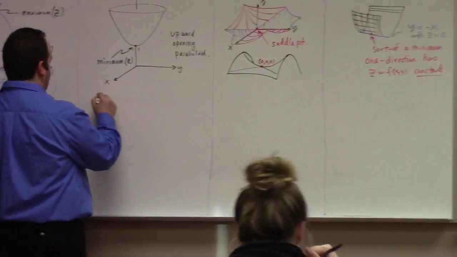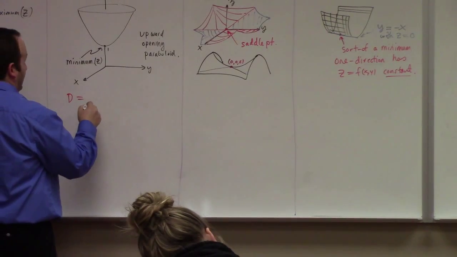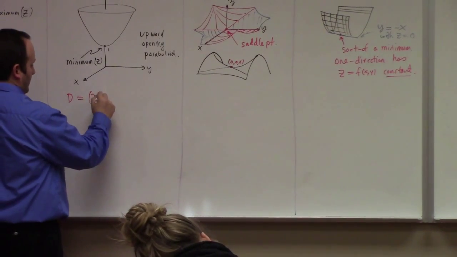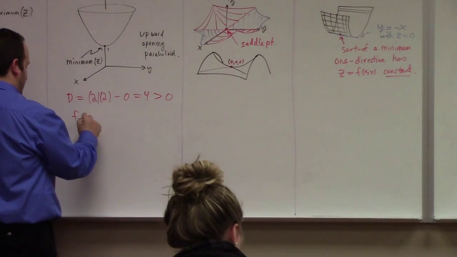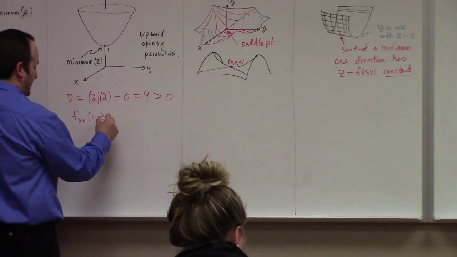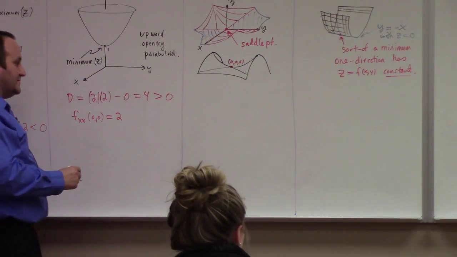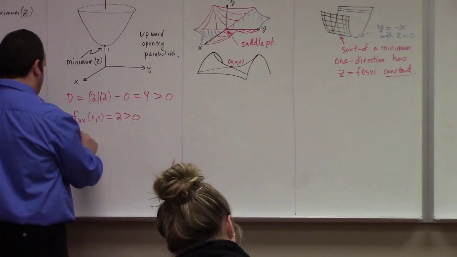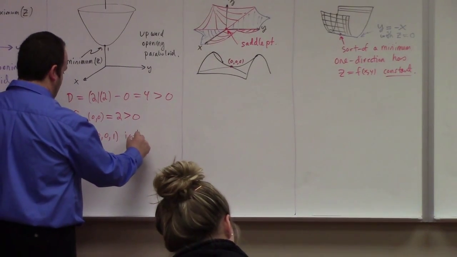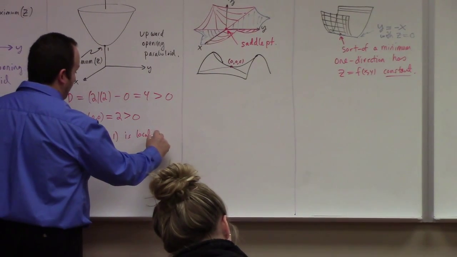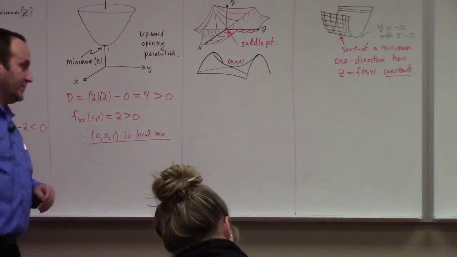This one, D is equal to what? Again, fxx times fyy. This time it's 2 times 2 minus 0, which is equal to 4, which is greater than 0. And fxx at the point 0, 0, in fact at any point, fxx is 2, right? But only at 0, 0 is it a critical point. That's greater than 0. So therefore, (0, 0, 1) is a local minimum. In fact, it's a global minimum, but that is above our pay grade in this course.